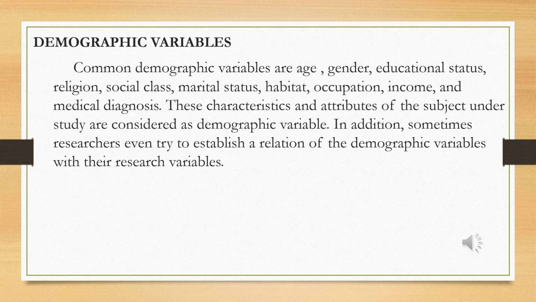Demographic variables. The demographic variables are age, gender, educational status, religion, social class, marital status, habitat, occupation, income and medical diagnosis. These characteristics and attributes of the subject under the study are considered as demographic variables. In addition, sometimes the researchers even try to establish a relation between the demographic variables and the research variables.